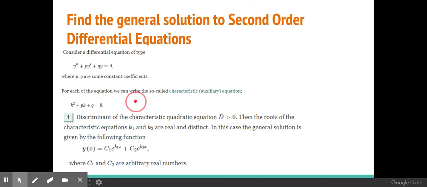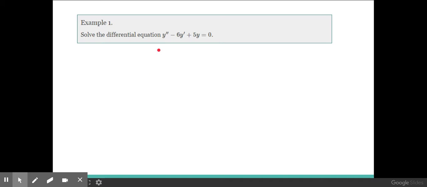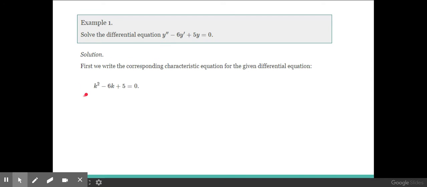Now let's flesh this out with an example here. I've got the second derivative minus 6 times the first derivative plus 5 times the original function. Now we're going to rewrite this differential equation as a quadratic first. So you'll notice I've replaced the second derivative with k squared. I've replaced the first derivative with just a k, and I've eliminated the y altogether. So we're going to solve this equation.